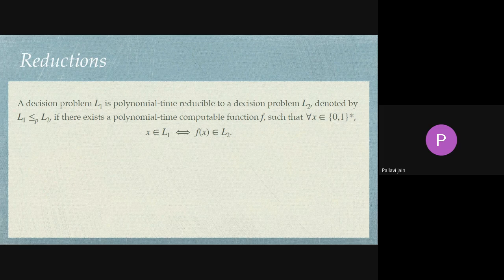More formally, we say that a decision problem L1 is polynomial time reducible to L2 if there exists a polynomial time computable function f such that for every x, x belongs to L1 if and only if f(x) also belongs to L2. So here is one observation. If L1 is reducible to L2, then we can say the following: if L2 is polynomial time solvable, then so is L1.